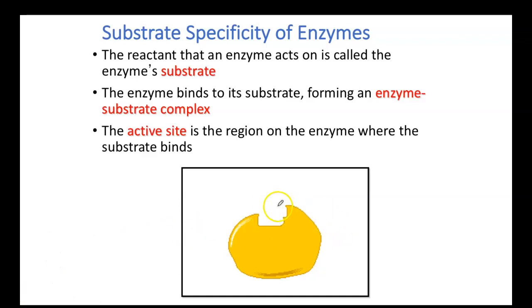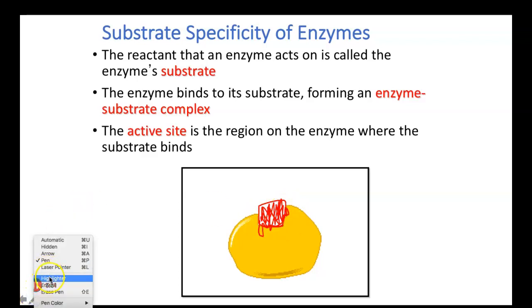My pen. All right, the yellow thing is the enzyme. This place right here would be, sorry, the active site. This is the active site. And then your substrate would be what I have in red here. So the enzyme is yellow, the substrate is in red, and the active site is the place where the substrate fits.